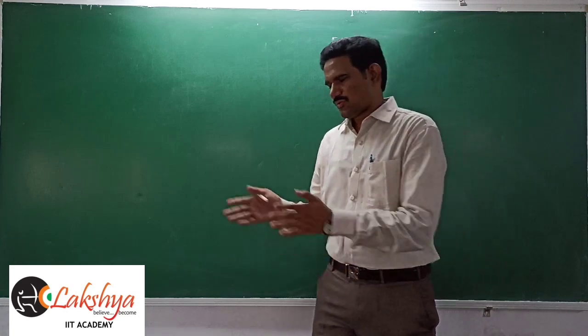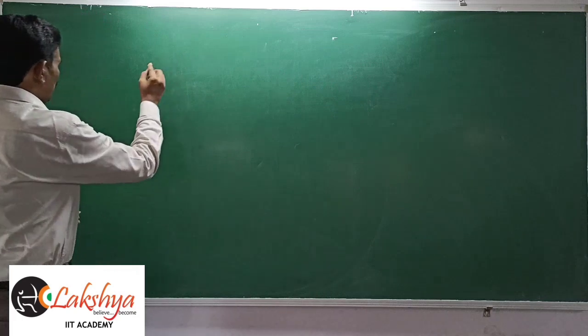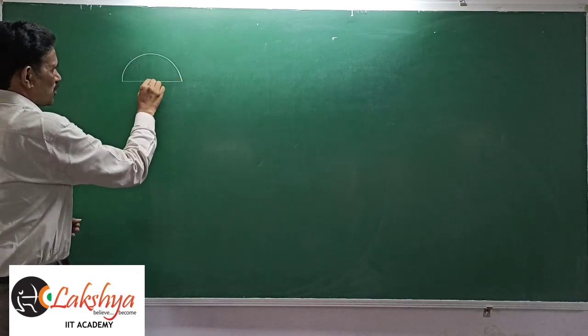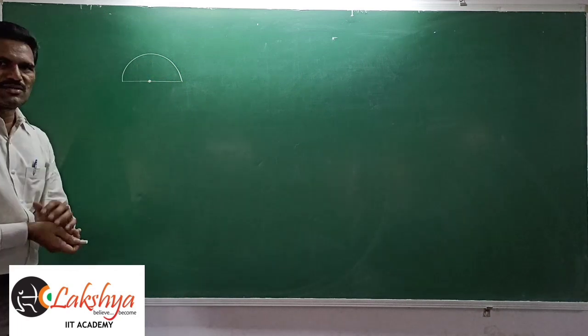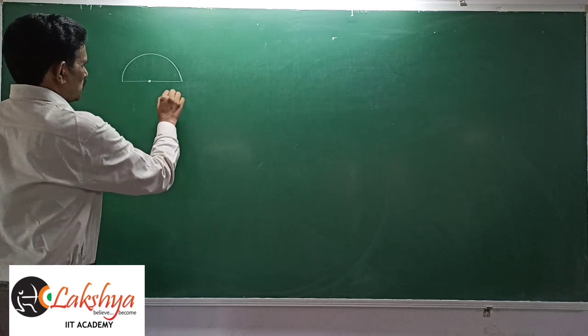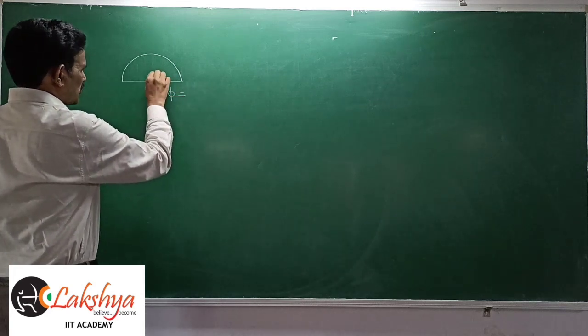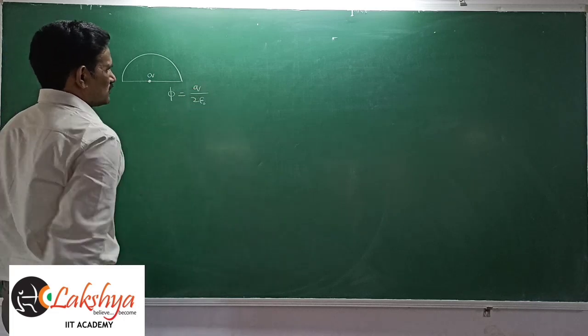Actually, we discussed a problem where the charge is placed exactly at the center of a hemispherical sphere. The total flux passing through it will be, if a charge q is placed here, q by 2 epsilon naught, right? This is the total flux, or I can say net flux.